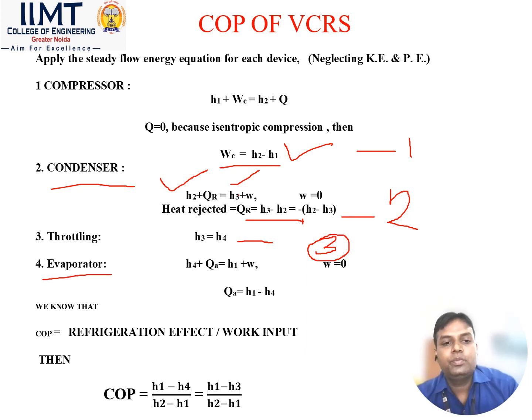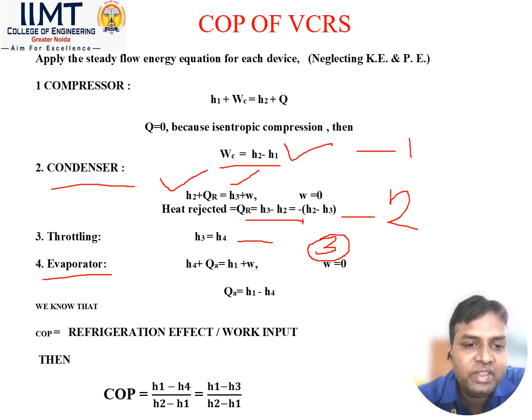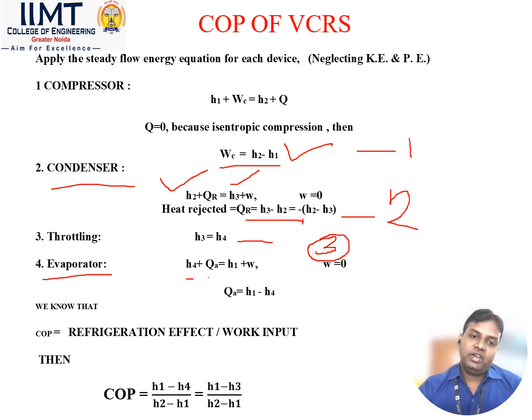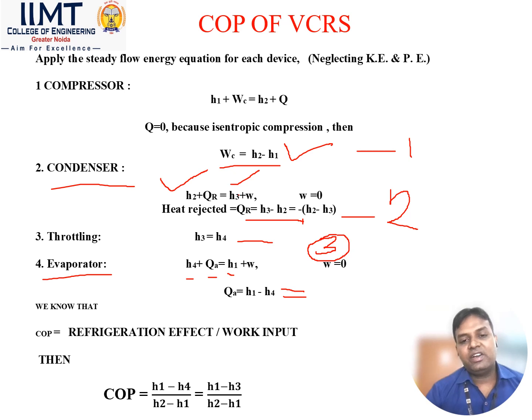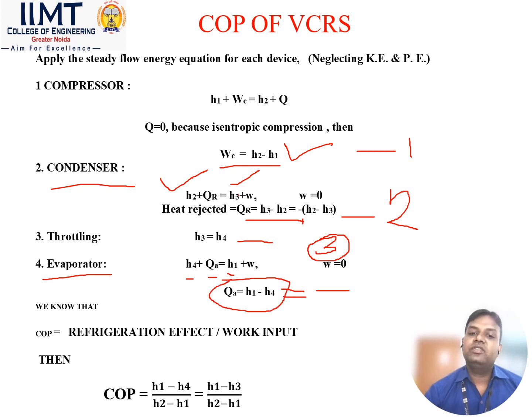And the fourth component is the evaporator. So we apply the energy flow equation here. The inlet of the evaporator is point 4, so we write the enthalpy at point 4, plus QA, the heat absorbed, equal to the outlet of the evaporator, which is point 1, so the enthalpy at point 1, plus W, but W is generally negligible for the evaporator process. So we take W equal to 0, then this equation becomes QA equal to H1 minus H4, and this is also called the refrigeration effect. What is the refrigeration effect? By definition, it is the amount of heat absorbed in the evaporator. The heat absorbed is H1 minus H4. So this is equation 4, and this is also called the refrigeration effect.